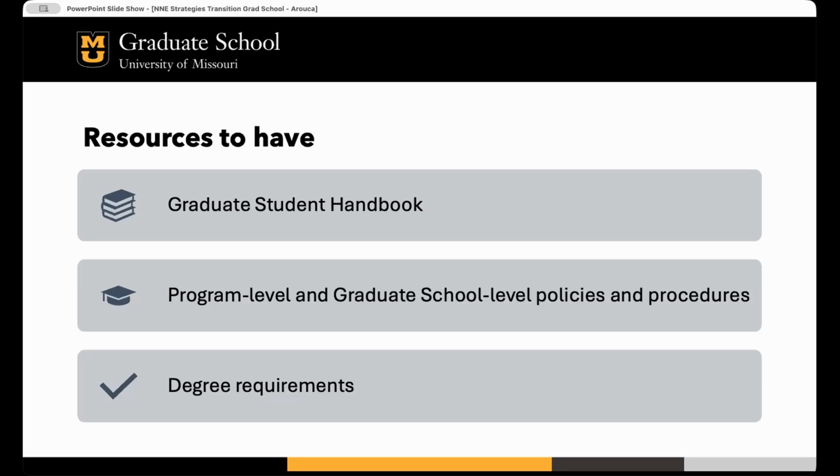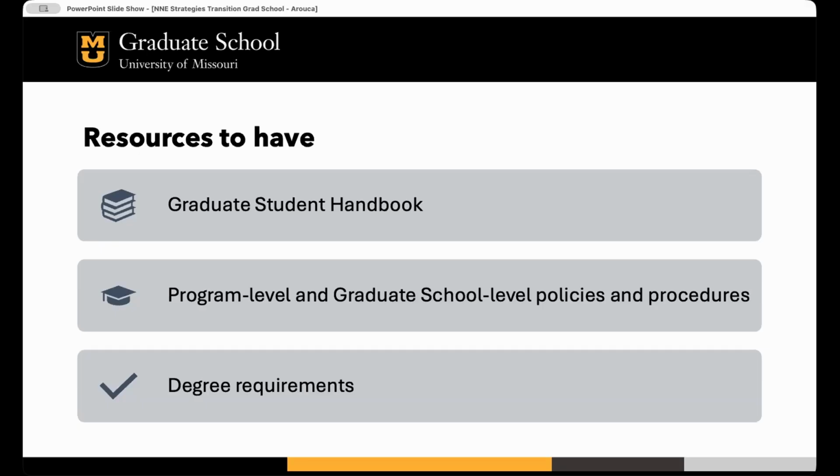So you're finding your graduate student handbook. Make sure you have it saved in a place that you can easily go back to, with program level and graduate school level policies and procedures for everything that you will need to go through the program. And so you can easily find leave of absences, or what documents you need to submit at what times in the program.